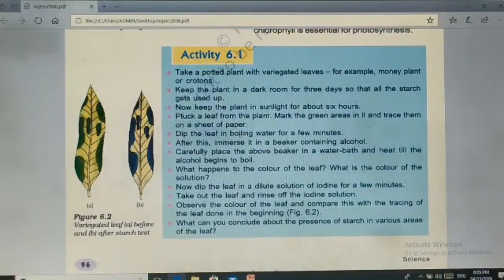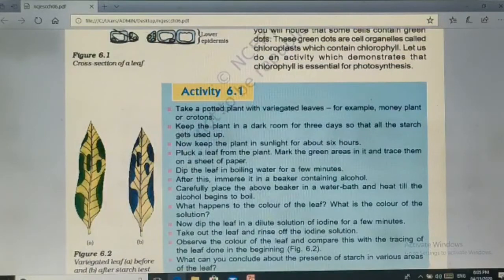96 in your book. You can check this activity number 6.1. In this, take a potted plant with variegated leaves, for example, any money plant or crotons. Keep the plant in a dark room for 3 days, so that all the starch gets used up. Now keep the plant in sunlight for about 6 hours. Well, pluck the leaf from the plant, mark the green areas in it and trace them on a sheet of paper.